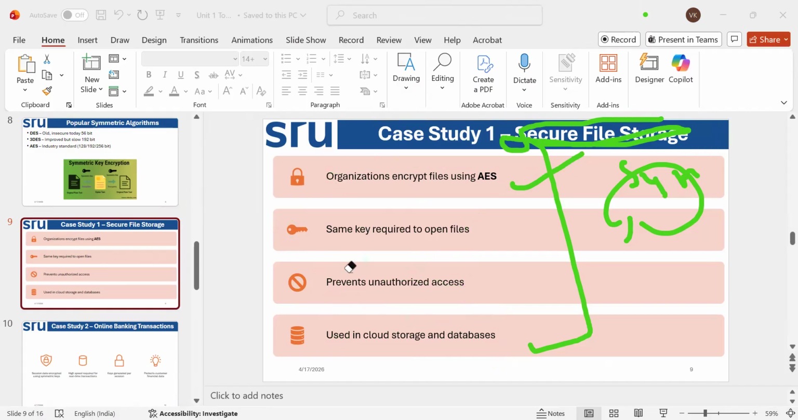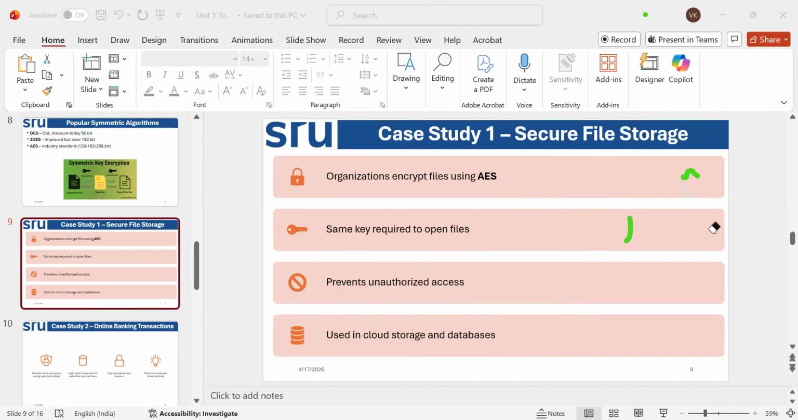Let's talk about the second case. The first case is secure file storage. If we do not use AES, then unauthorized access can happen and there is no security; the whole system becomes insecure.